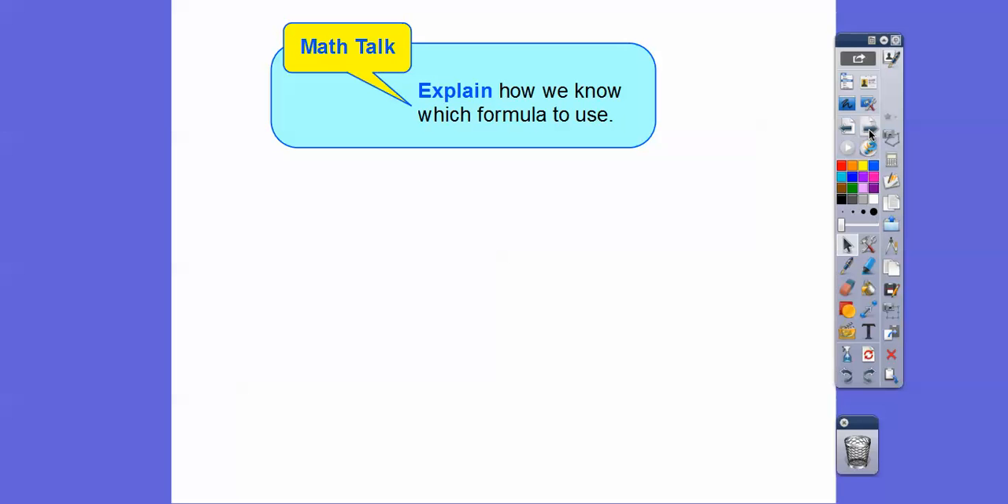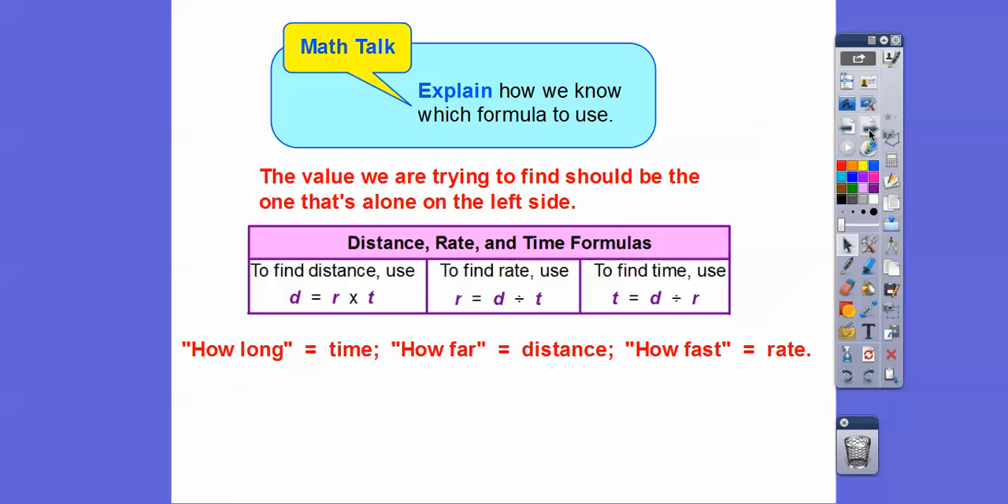So explain how we know which formula to use. Okay, so the value that we're trying to find should be the one that's left alone on the other side. So this one said, how long will the trip take right here? So we use this one here. It was 4 hours right here. And so if it ever asked us how far, that would be a distance problem.